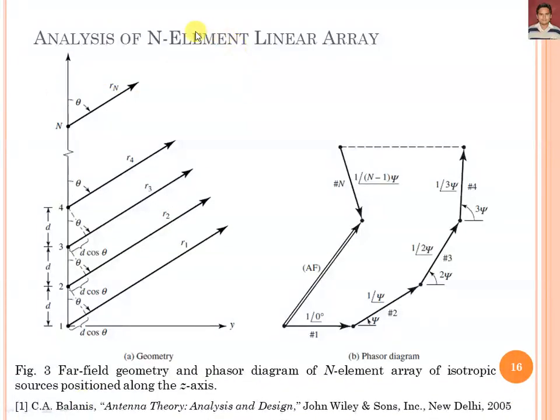For the analysis of the n element linear array, we are going to take the geometry of this array, and here you can see we are taking elements 1, 2, 3, 4, and n number of elements. These elements are spaced with the distance d; between 1 and 2 the distance is d, between 2 and 3 the distance is d. So we can say each pair of elements has the distance d between them.